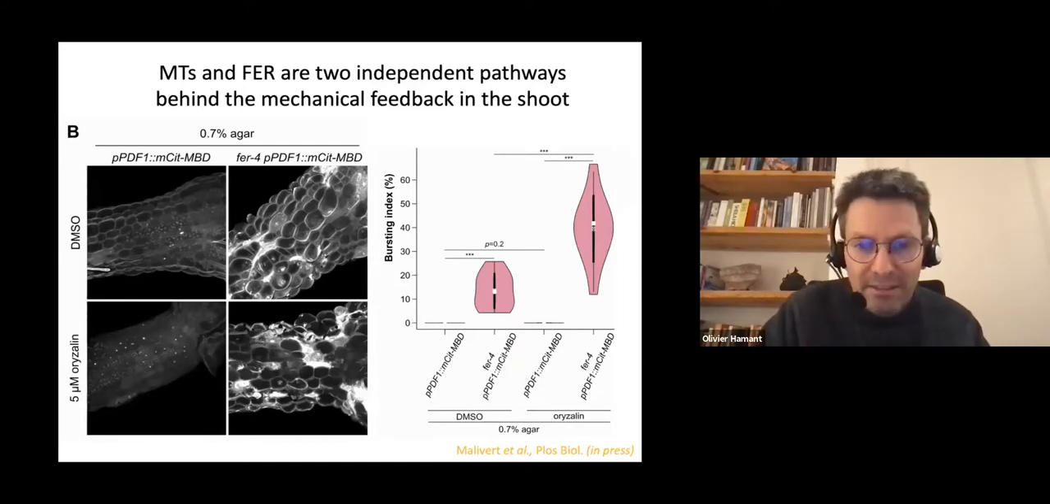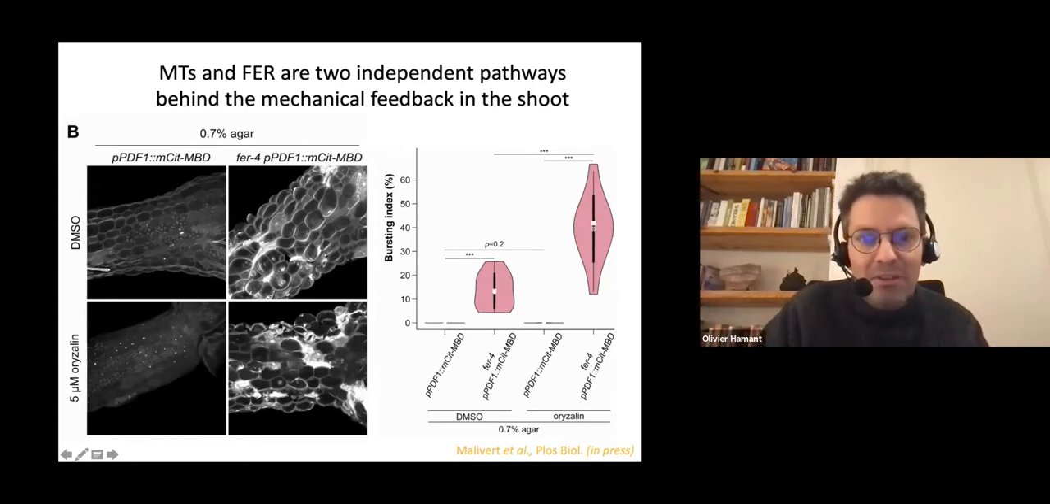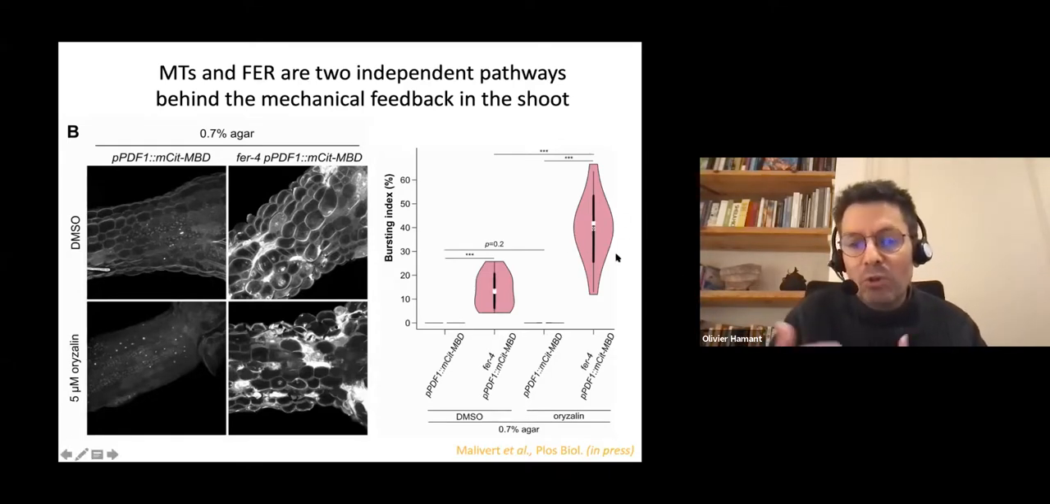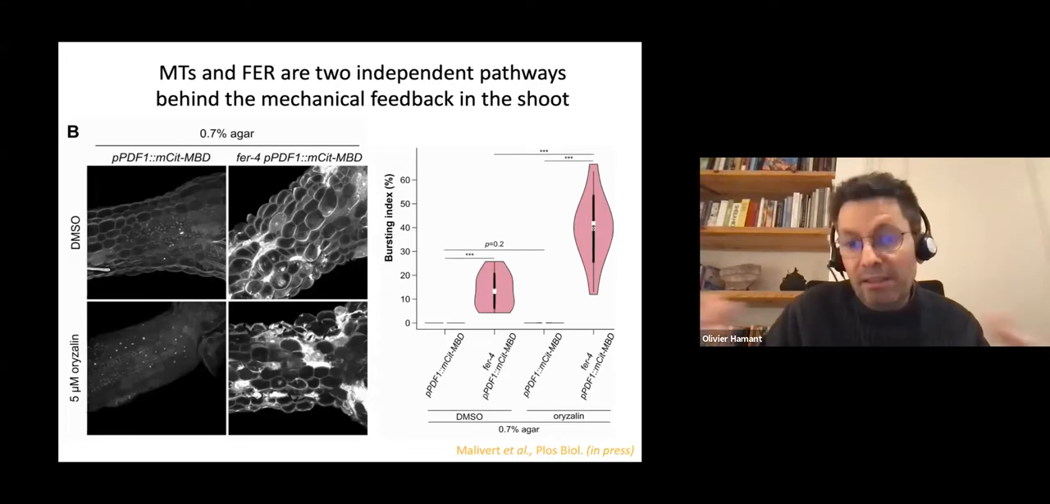To test this, what we did was to look at feronia again. This is feronia on 0.7% agar. This is the wild type here and feronia here. You see the ablation, and again the cells are bursting. But when you add oryzalin, so here you depolymerize the microtubules, you see many more dead cells. And when you quantify, you see the number of dead cells in feronia without microtubule depolymerization. But if you add feronia and microtubule depolymerization, you have more burst cells. So this shows that this is an additive phenotype. And this goes in the line that both pathways can be independent and additive.